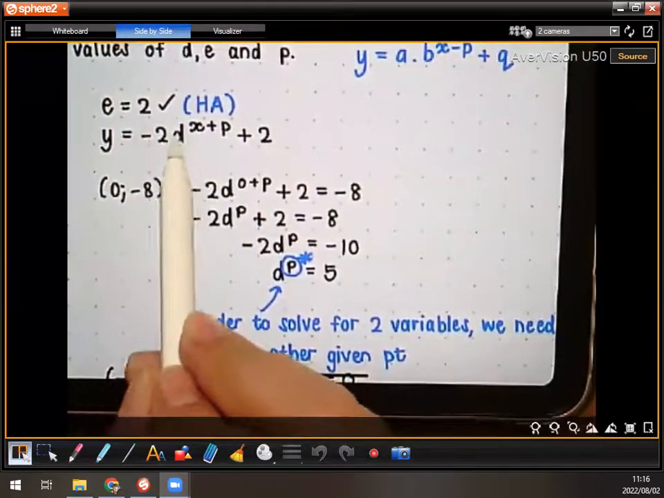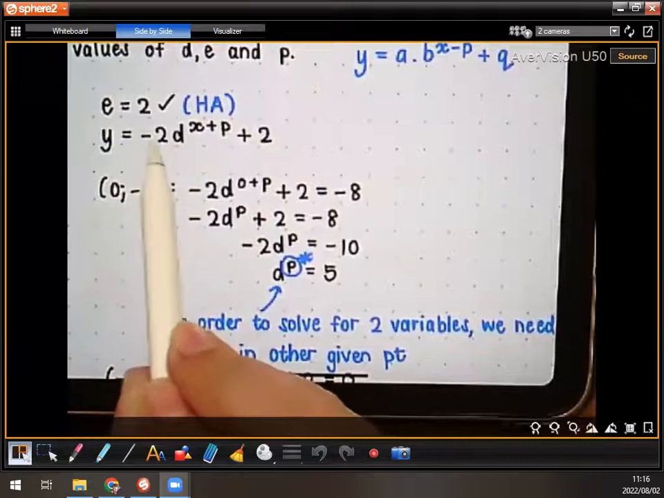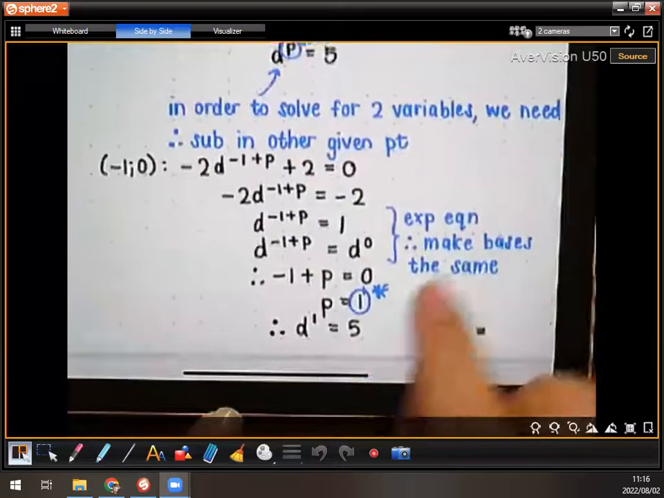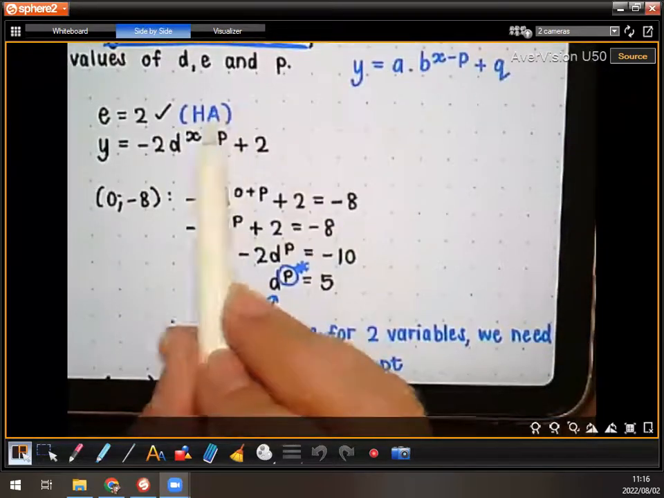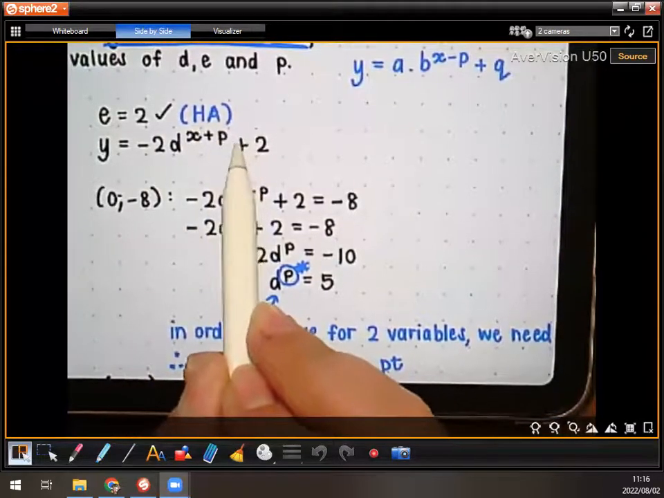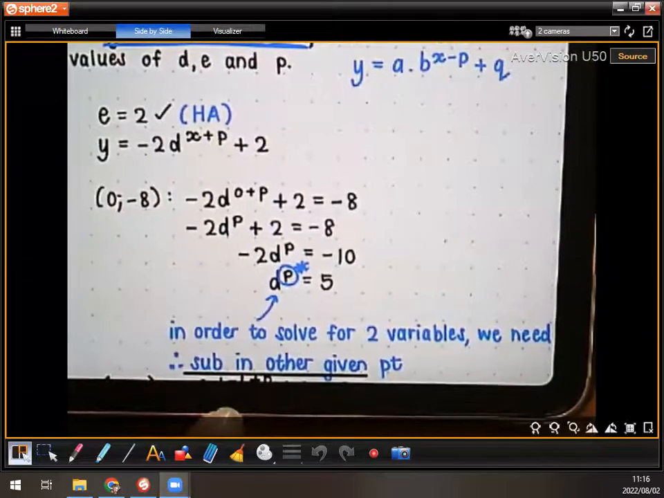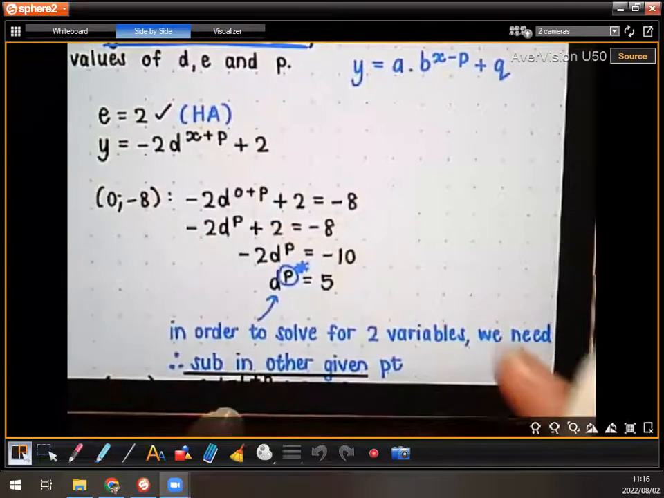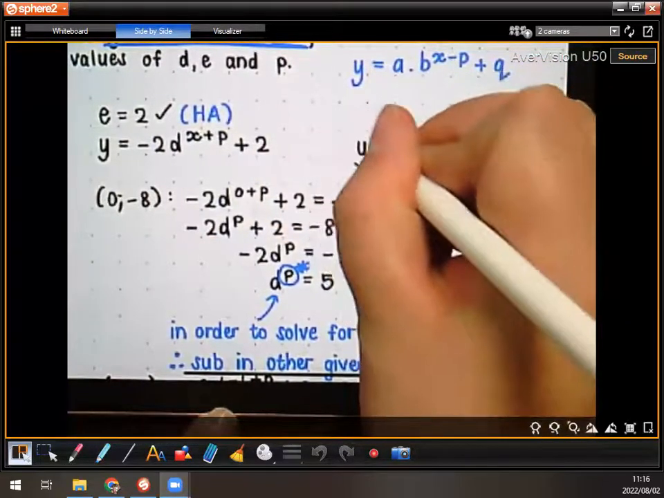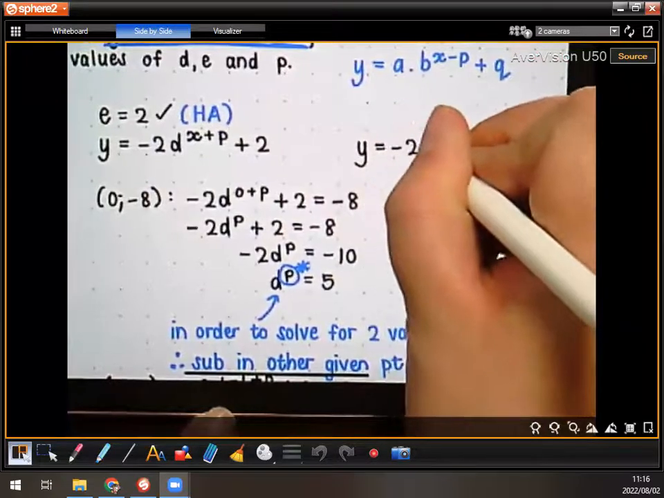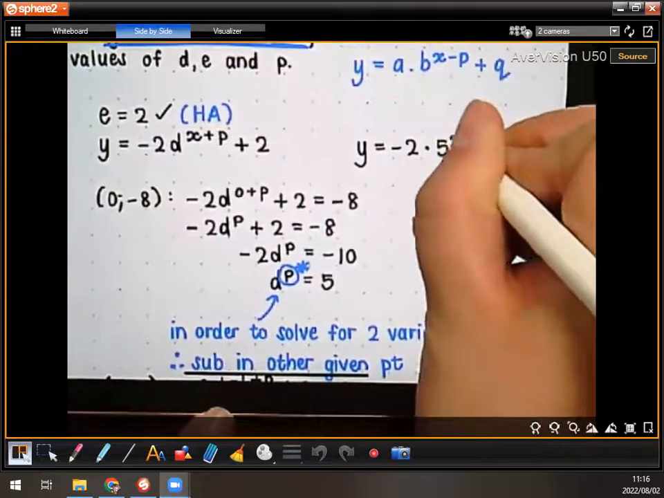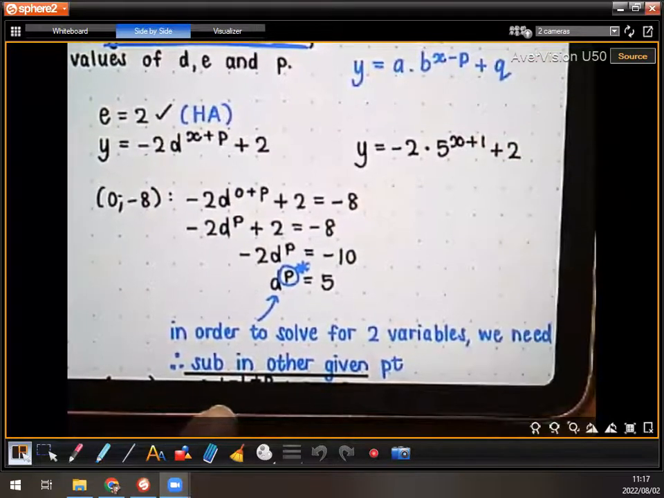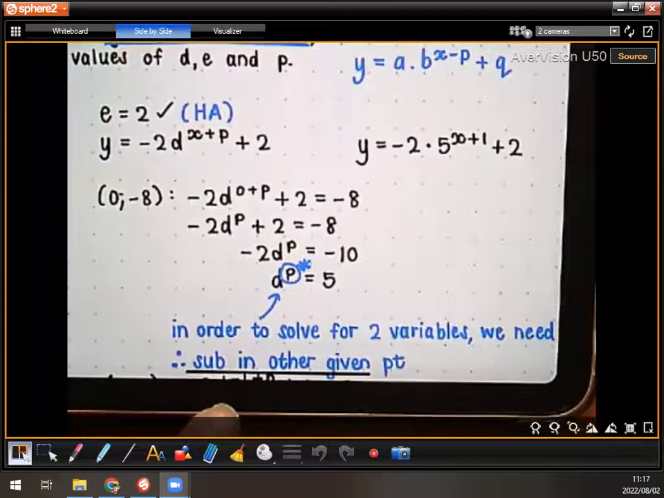All right, so now what do we get to 5? So this is going to become -2 times 5 to the x. What was our p value? 1. So that must now be x plus 1, guys, because it's saying x plus whatever p is. Okay, so if p is 1, we have to say x plus 1. Actually, I'm going to write it here on the side so that you can see them both next to each other. -2 times 5 to the x plus 1 plus 2. That is the equation.